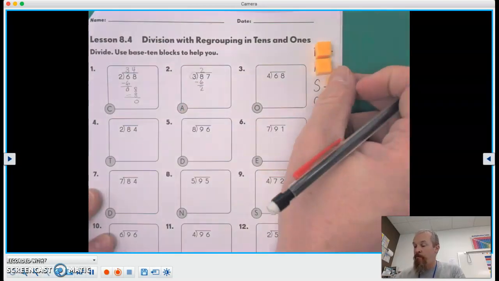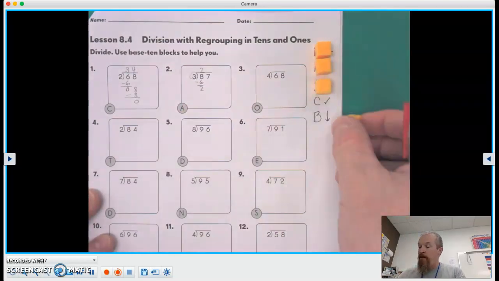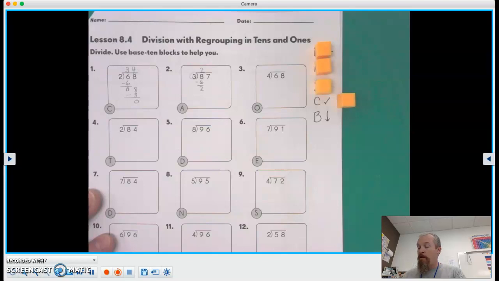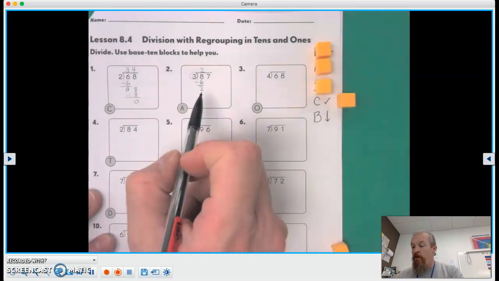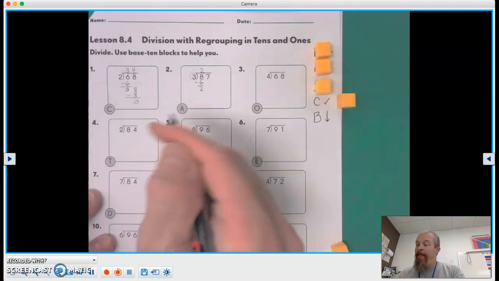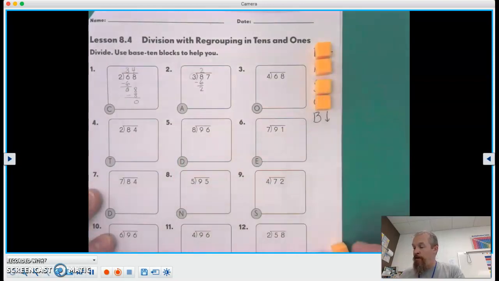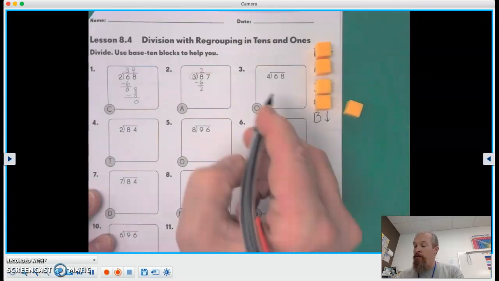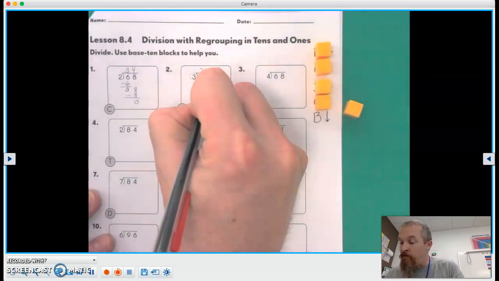Very good. Cover up our subtract, and now let's make sure we're checking. Okay, we're going to check and make sure that 2 is less than 3. It is. We compared it. It's right. Now we go down to our last stage, which is bring down. We're going to bring down the 7, and now we have 27.